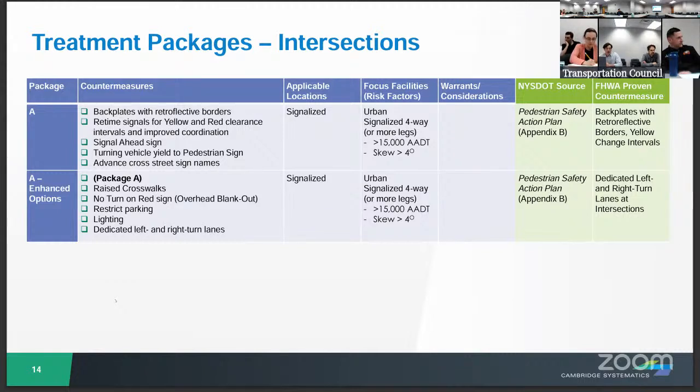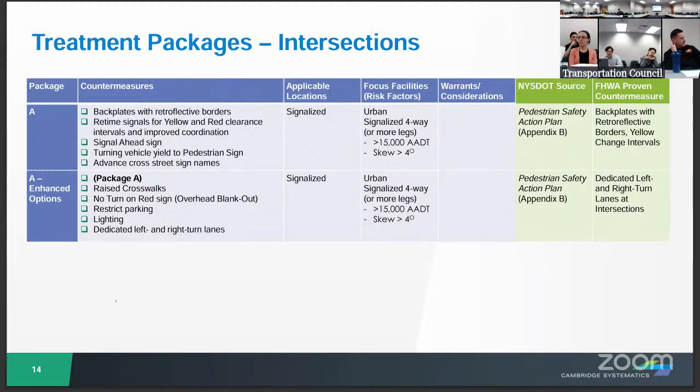So for package A, under intersections, we're looking at signalized locations, then our regional focus facilities. There are a number of countermeasures that could be considered together: some signage, some markings, back plates, things that together have an aggregate crash reduction factor that is quite significant. Then under 1A, we're looking at potential enhanced options as well: raised crosswalks, overhead blankout signs, like one in Schenectady on one of our recent road safety audits. It's quite impressive. Restricting parking, particularly at intersections.